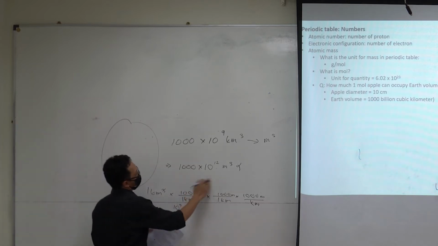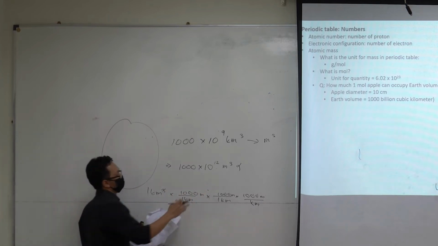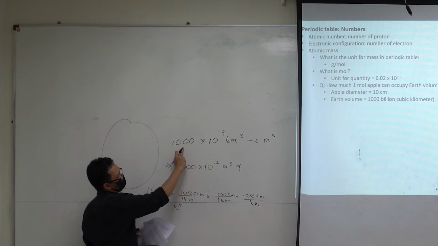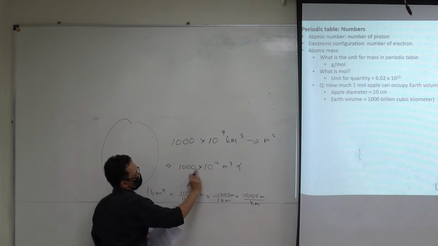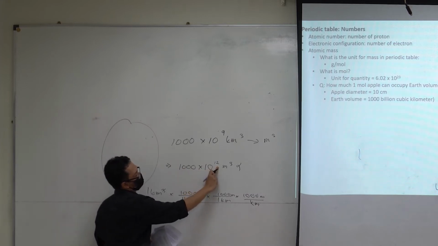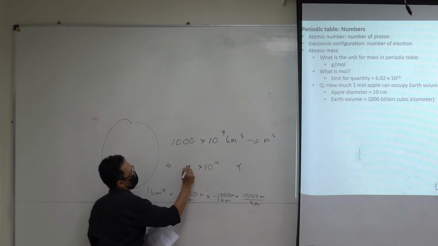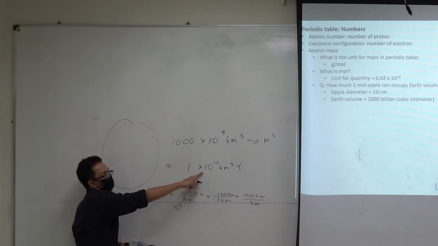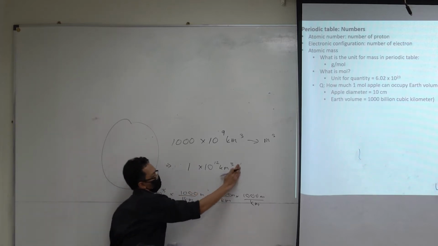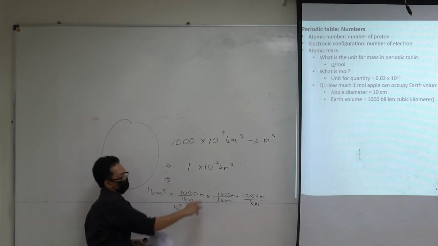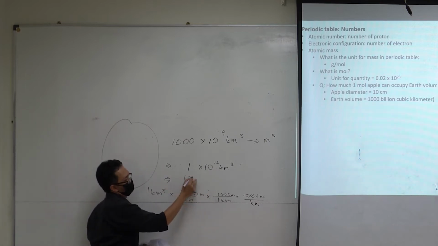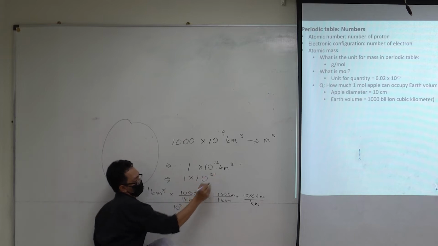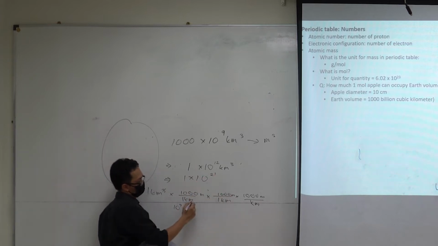So basically, the correct answer when you do all the stuff: this is basically 1 times 10 to the power of 12 km cube. So this converts to 1 times 10 to the power of 12 kilometer cube, and then to convert it into meter, because of the 9, you get 1 times 10 to the power of 21 meter cube.